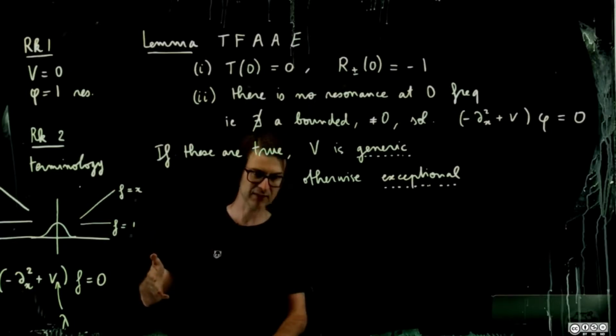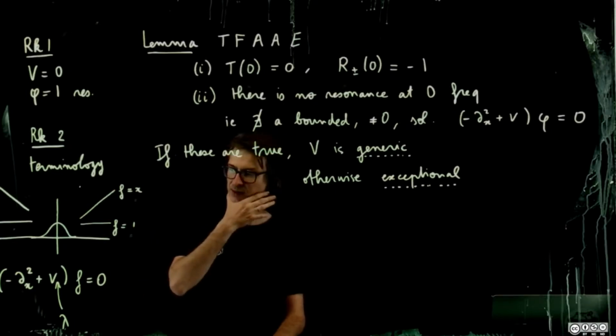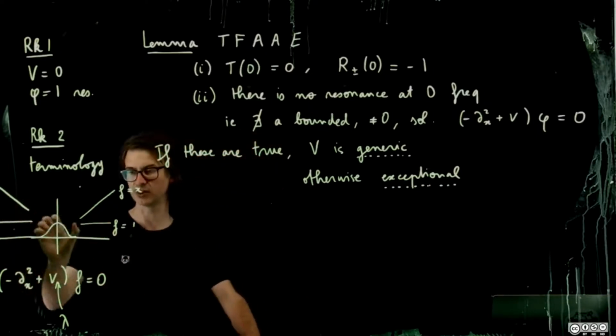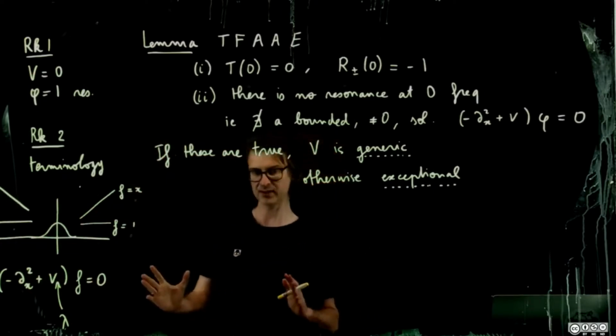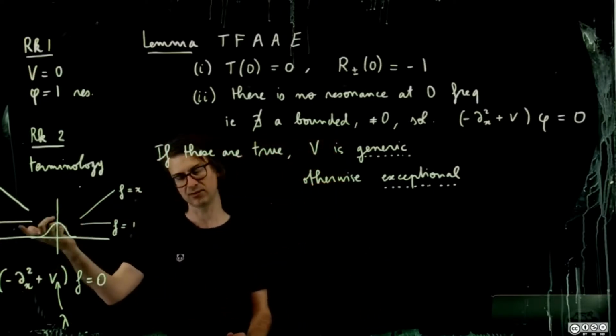The best you can have... If V is negative, can you not? I mean, if V is negative, can you not? No, because as soon as you exit the support of V, let's say V is compactly supported for simplicity, okay, sure, as soon as you exit the support, right?